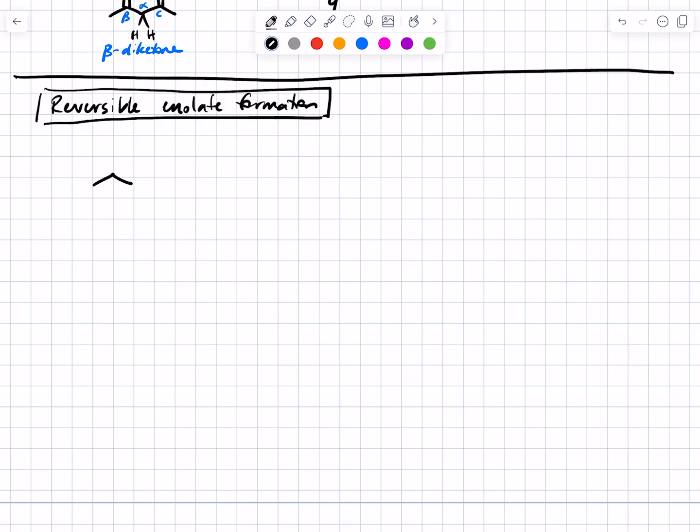Well, think of it this way. Here is a ketone, and here is a base. Let's actually use an alkoxide just for fun.